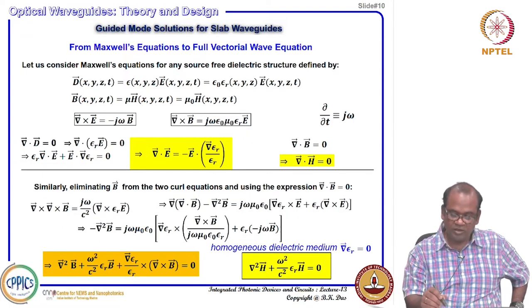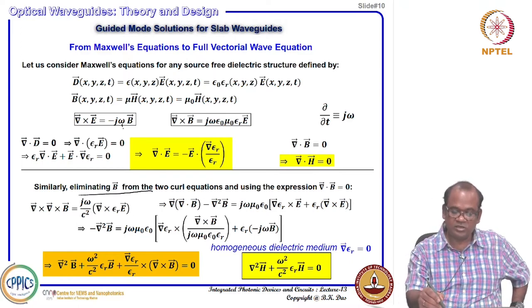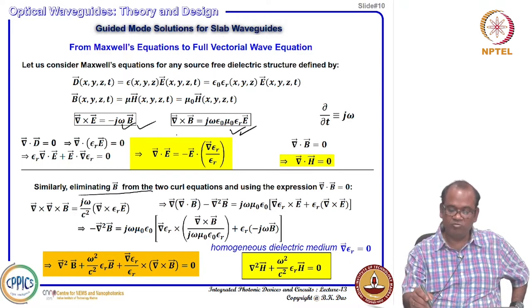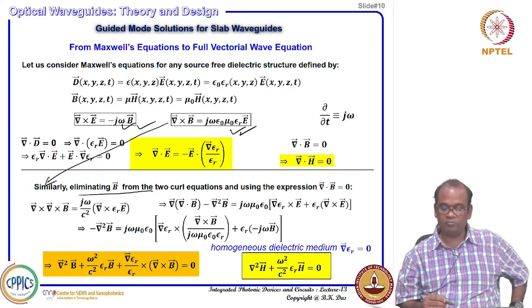Now, the same thing: if I eliminate B from the curl equations, these are the two curl equations again. If you want to eliminate B, then what do we have to do? You have to take curl on both sides.